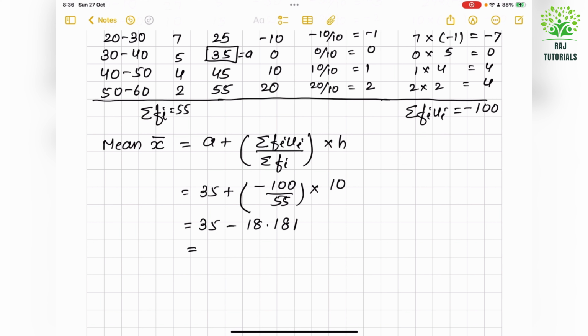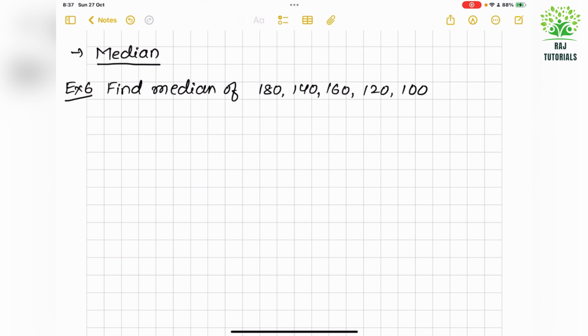Now next is median. So I am taking first a simplest sum, that is find median of 180, 140, 160, 120, 100. So first of all, always write that in ascending order. So if I write it in ascending order, 100, 120, 140, 160 and 180. Now the central value I have to select. So 140 is my median. But this type of sum won't be asked to you in the exam, but to explain what is median, I have shown you one simple example.